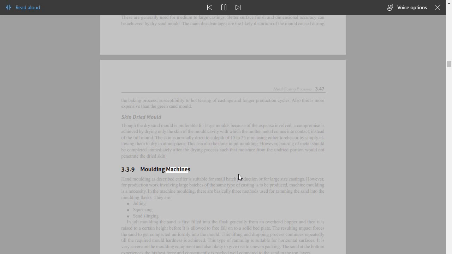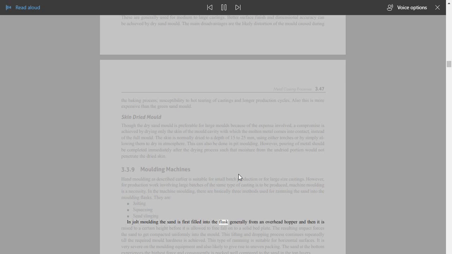3.3.9 Molding machines. Hand molding as described earlier is suitable for small batch production, or for large size castings. However, for production work involving large batches of the same type of casting, machine molding is a necessity. In machine molding, there are basically three methods used for ramming the sand into the molding flasks. They are jolting, squeezing, and sand slinging.